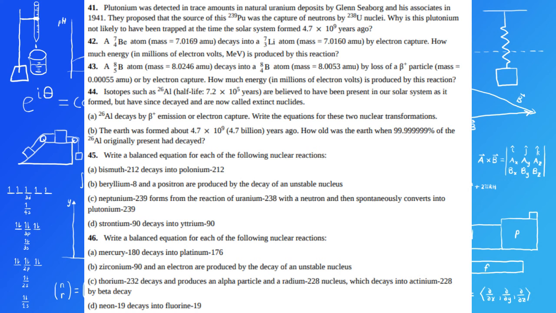So this is fresh plutonium. It's not from when the solar system formed. You can be pretty confident about that. This is fresh plutonium that was generated by the decay of uranium. Okay, 42.